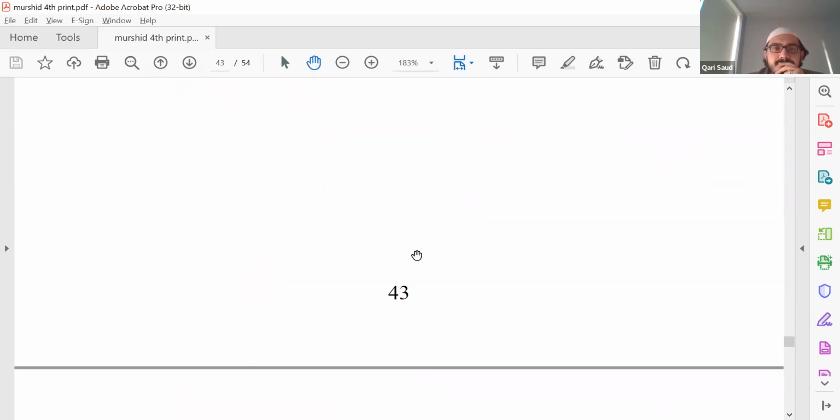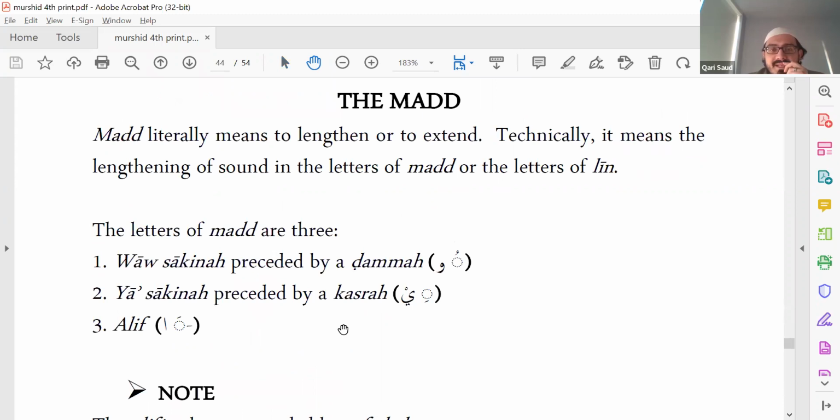Okay. So we move on to the next lesson, which is med. We're just going to read through it, and then we'll explain, inshallah. Med, literally, again, we should always know the literal. Literal means the linguistic meaning, the lexical meaning if you open up a dictionary. Med literally means to lengthen or to extend. So it's a mim dal.